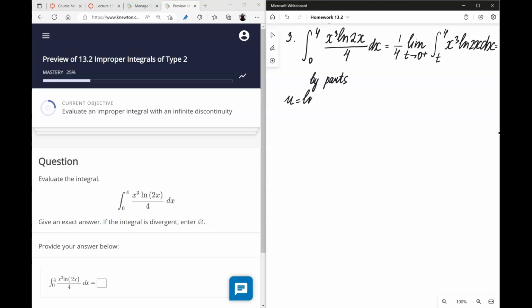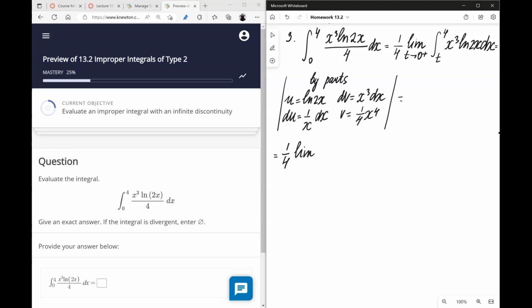U is ln of 2x, dv is x cubed dx, so du will be 1 over 2x times 2, so it's just going to be 1 over x dx, and v will be 1/4 x to the power 4. So now we're going to continue with the integration process.